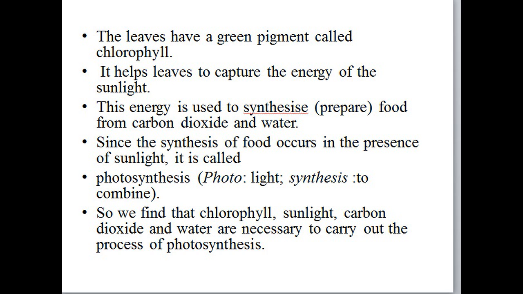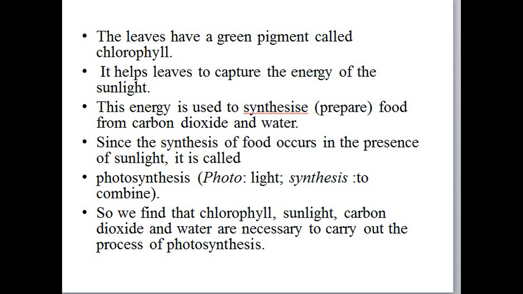The leaves have a green pigment called chlorophyll. It helps the leaf to capture the energy of the sunlight. This energy is used to synthesize, synthesize means prepare food from carbon dioxide and water. Since the synthesis of the food occurs in the presence of sunlight, it is called photosynthesis.